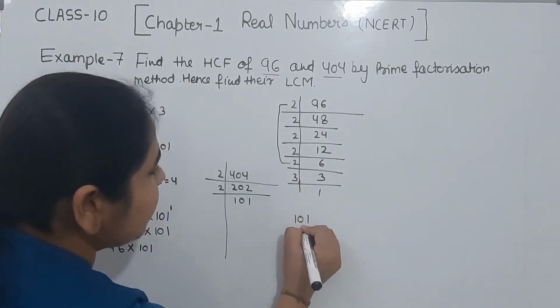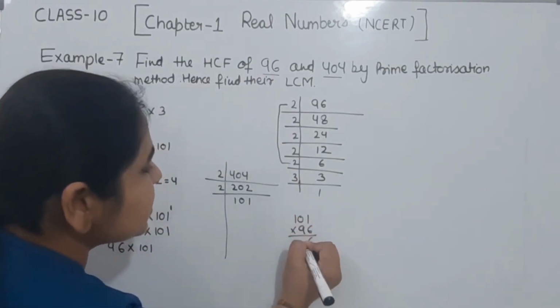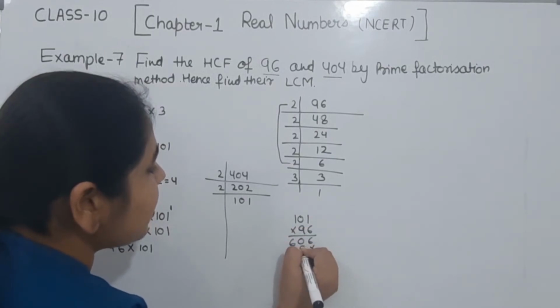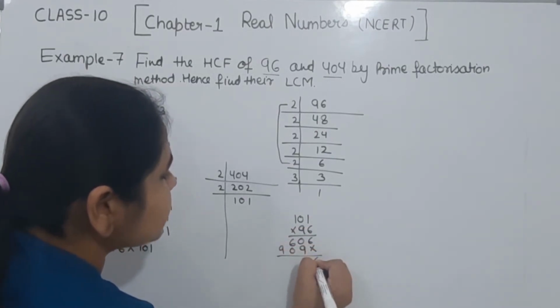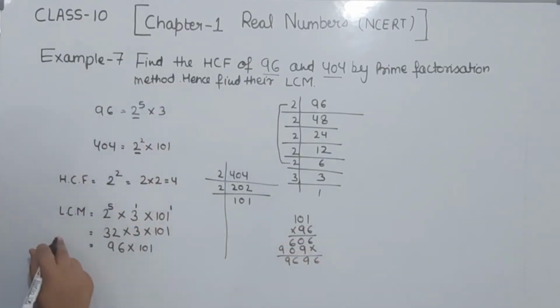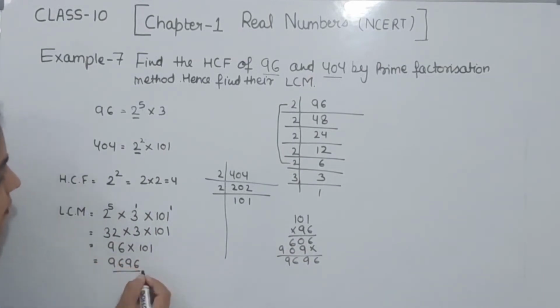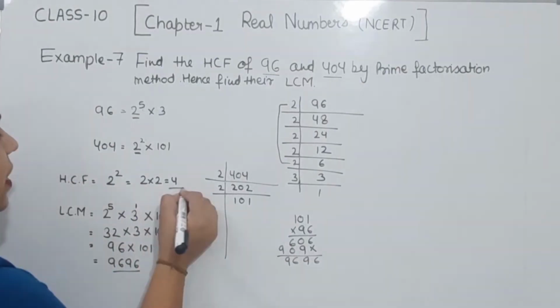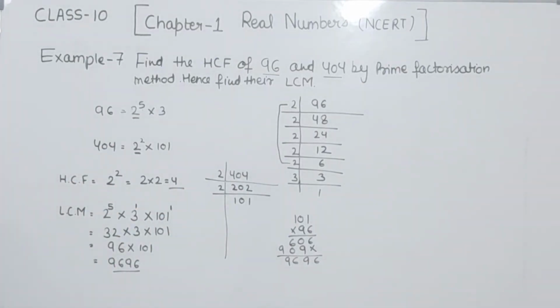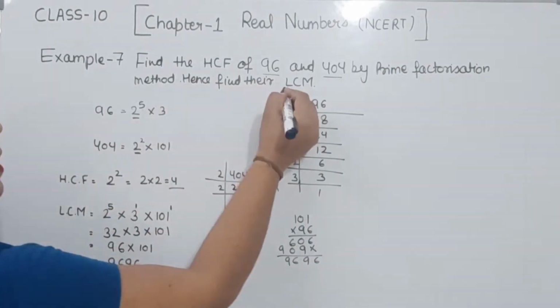Now we are going to multiply this one. 6 1s are 6, 0, 6 1s are 6. Now 9 1s are 9, 0, 9 1s are 9. So 6 9 6 9. So the LCM we are having is 9696. This one is the LCM, and this one is the HCF. So we have to find the LCM and the HCF.